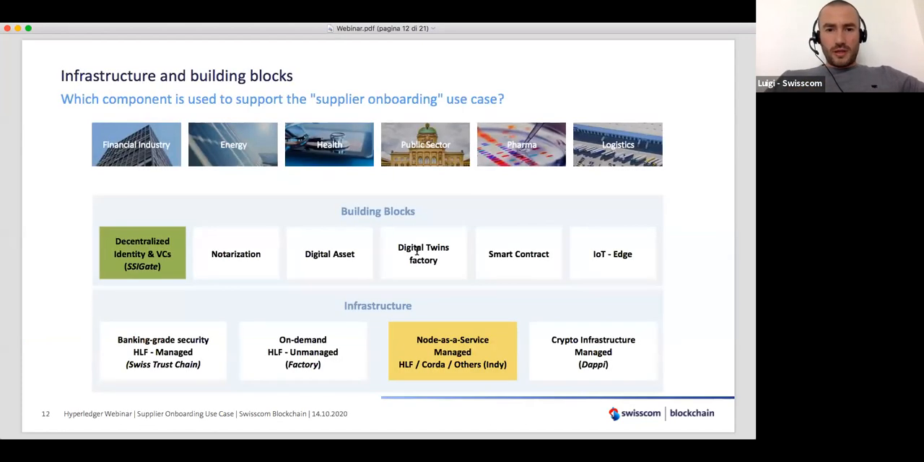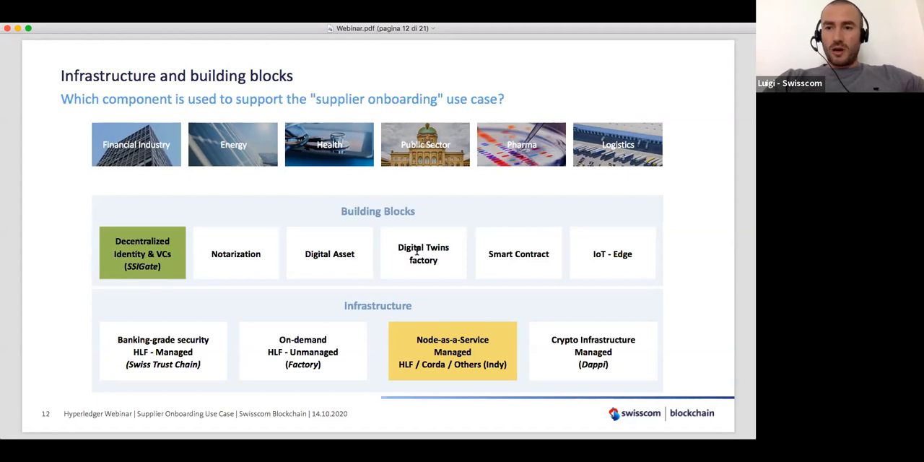But before doing that, I would like to give you a quick context of what we are doing in Swisscom and why we are deeply involved with Hyperledger. So in Swisscom, we are currently offering different services in the blockchain space. Mainly, I would say that they are divided in two different layers. One layer is the infrastructure layer, so we provide managed and unmanaged infrastructure supporting different blockchain protocols.